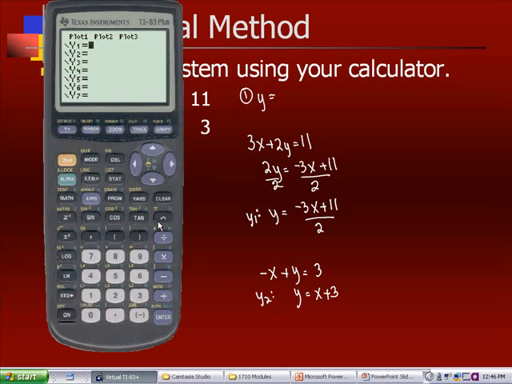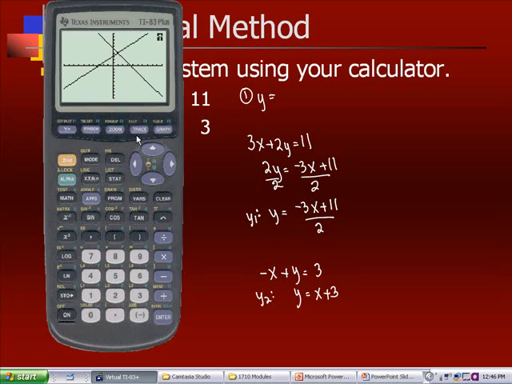Okay, so to enter this, make sure on the first one, because we have a fraction, that we separate the top and the bottom with parentheses. So we're going to say in parentheses, negative 3x plus 11, divided by 2. The second one, we get y equals x plus 3. Graph those. Both of those are linear equations, so both graphs will be straight lines. The point where they intersect will be the solution.